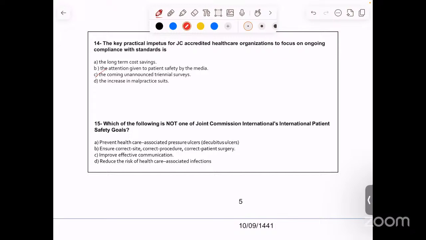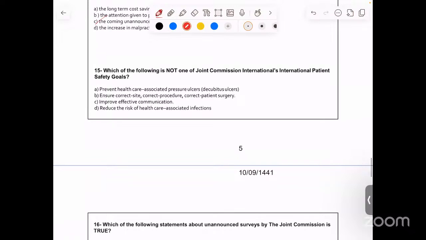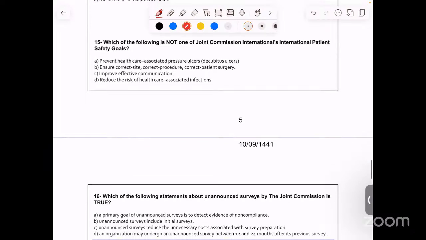Okay, number 15. Which of the following is not one of the Joint Commission International Patient Safety Goals? A, prevent healthcare associated pressure ulcers. B, ensure correct site, correct procedure, correct patient surgery. C, improve effective communication. D, reduce the risk of healthcare associated infection. What's the answer? Letter A. Very good. Excellent. So what's the goal of, okay, letter A.